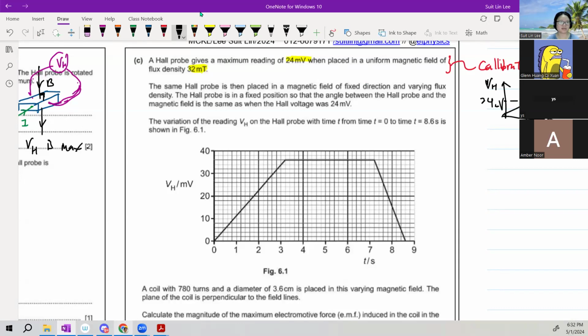And then it says that the same Hall probe is then placed with a magnetic field of fixed direction and varying flux density. So if the direction of magnetic field changes, the VH will be negative. So because the direction is fixed, VH in this case is always positive.